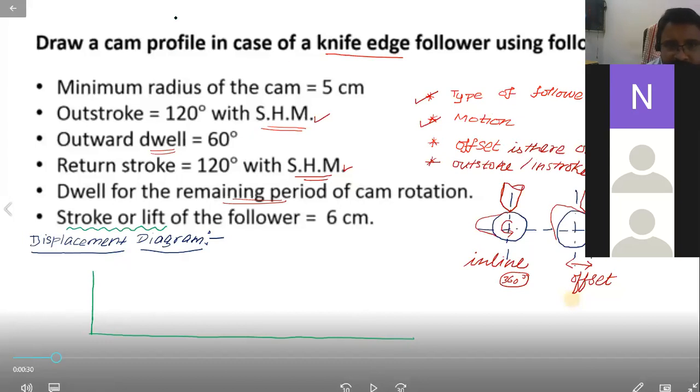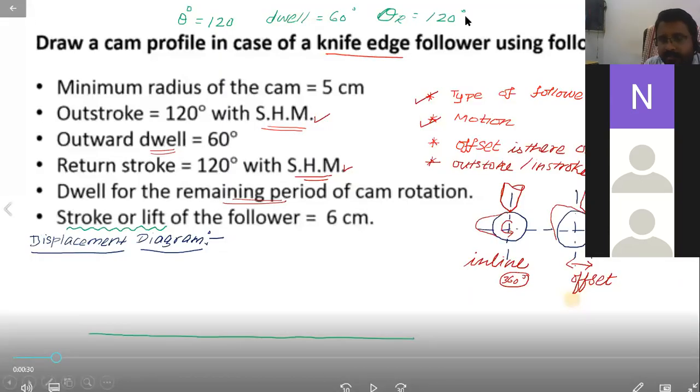Now what is more important: 120 degree. First, theta outward stroke is 120. Then dwell is happening, so dwell is 60 degree. Then return is happening. Theta r, return stroke, is 120 degree. Then again, this is a dwell only. It is also a kind of dwell, but it is below, that's all.